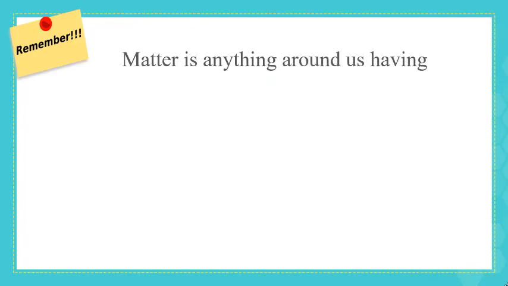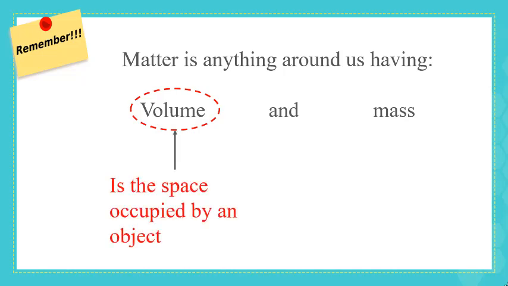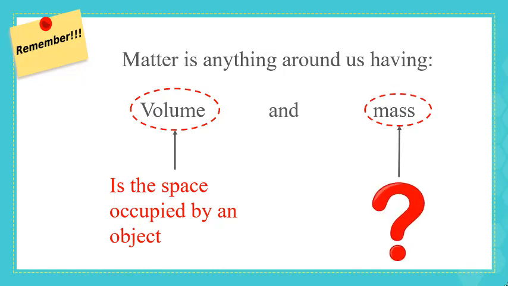If you remember from the first lesson, matter is anything around us having volume and mass. Volume is the space that is occupied by an object, but mass is what?